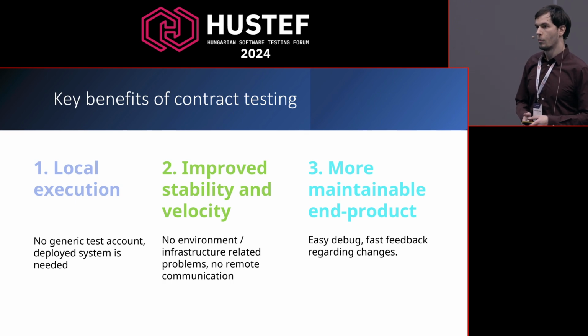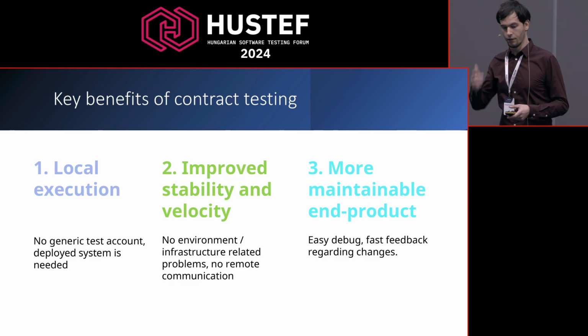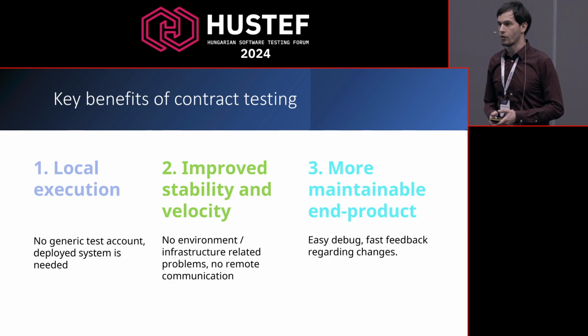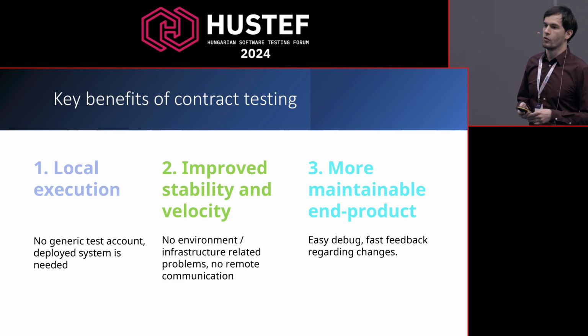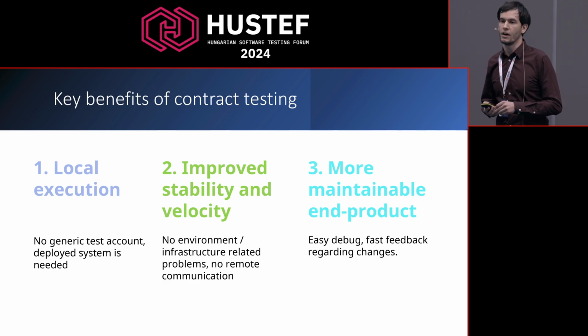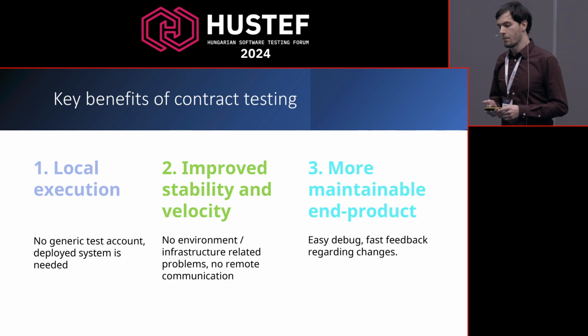The first and the most important one is local execution. With contract testing, you are able to do the testing locally, which means that you don't need to have a generic test account. You don't need to have a deployed system. These are normally pain points in integration tests. With deployment, there can be a lot of issues. If you want to have a generic test account, you have to deal with the security department, and that can be tricky, because this is an account which has a lot of privileges, and a lot of people might see it. So these are two very important things.